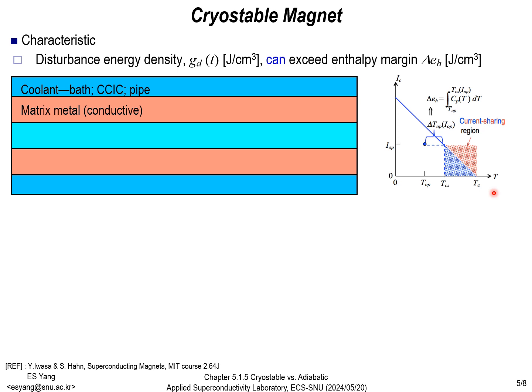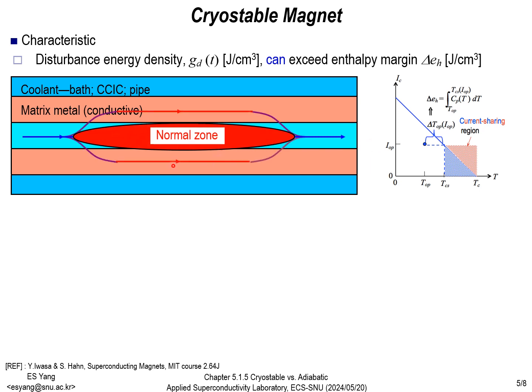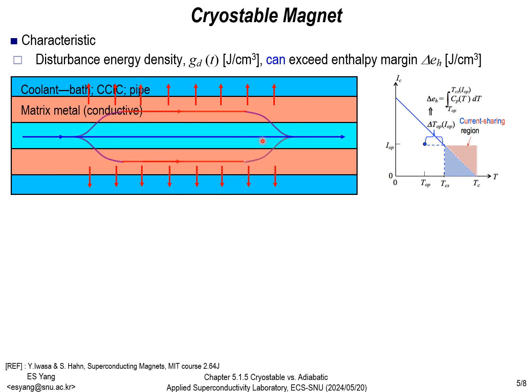Cryostable magnets, as seen in the diagram below, have almost all parts of the conductor in contact with the coolant. Therefore, when a disturbance causes a normal zone to occur and current sharing to take place, generating heat, it is immediately cooled by the coolant. Thus, even if disturbances surpass the enthalpy margin, they are manageable.